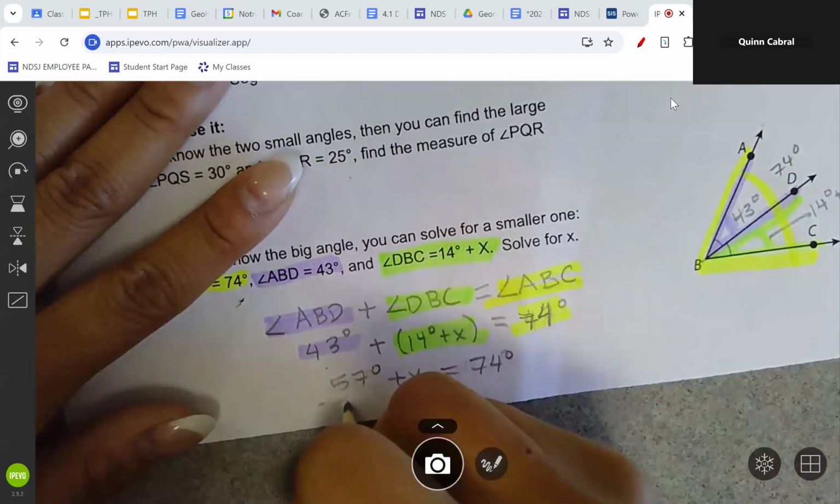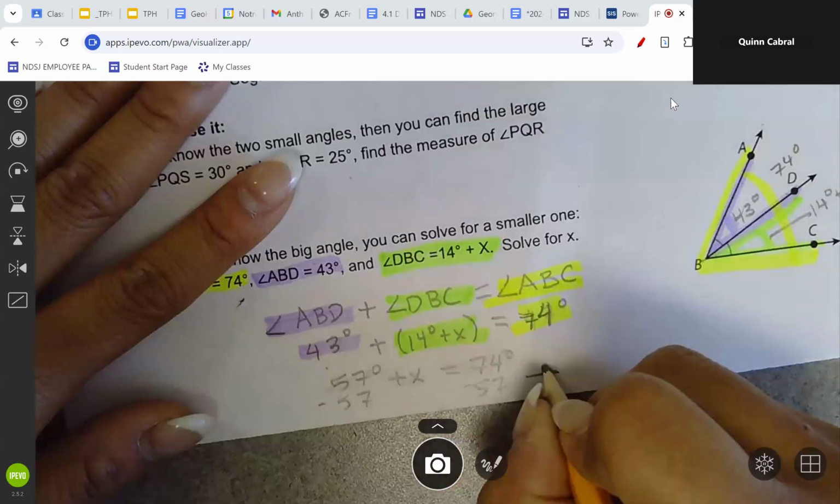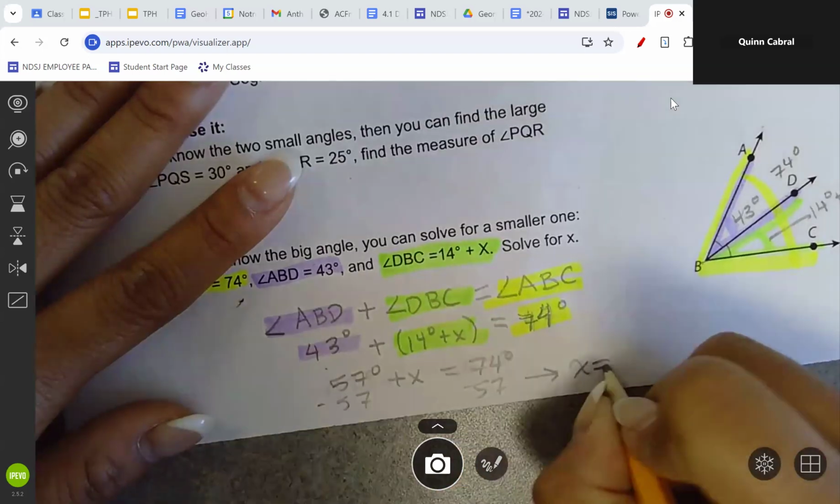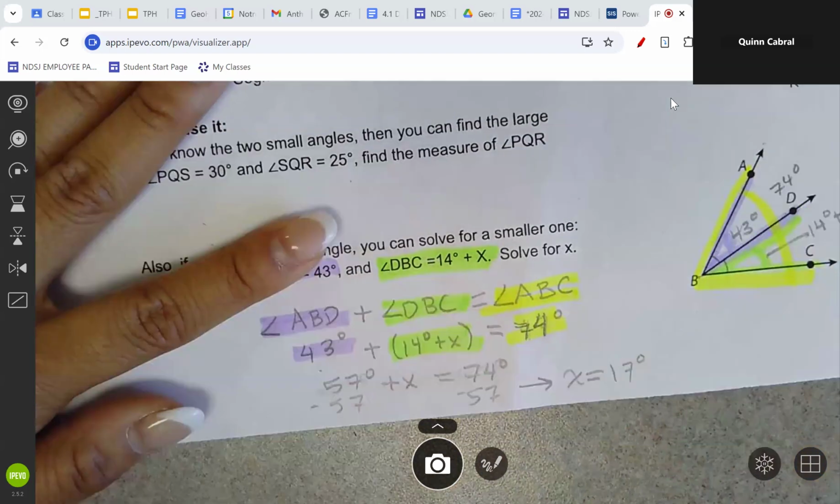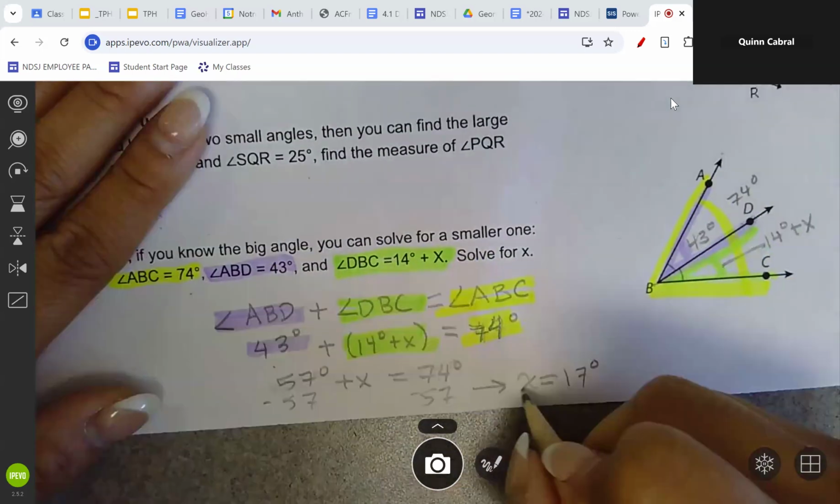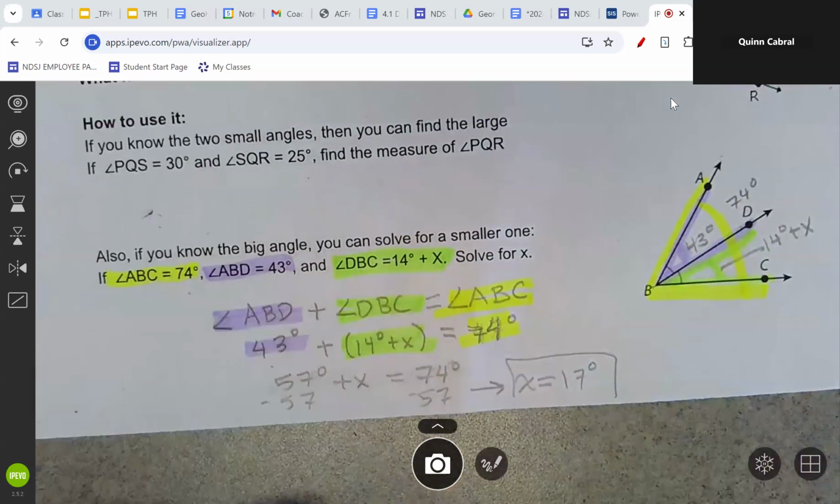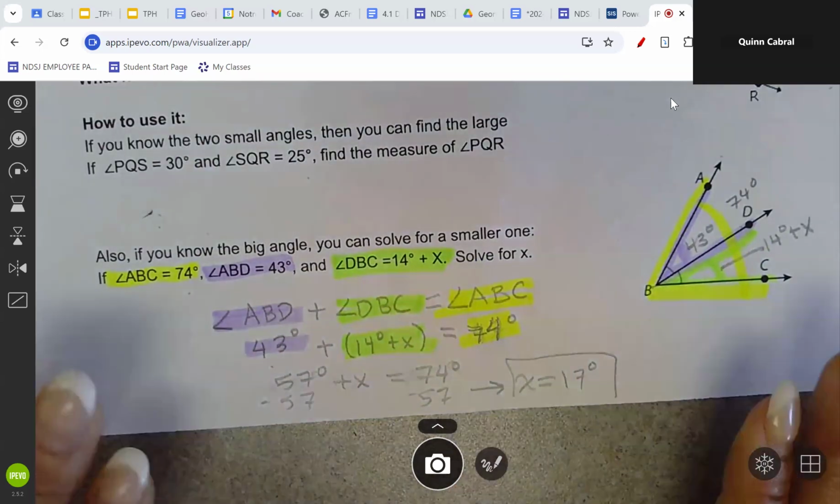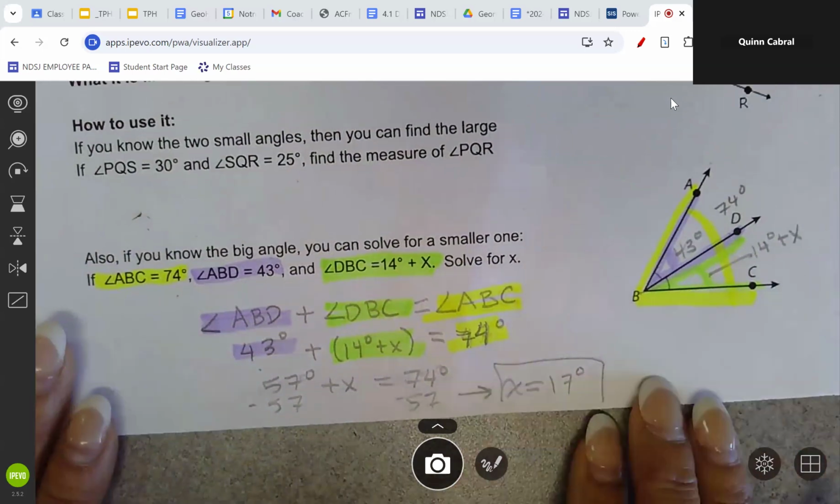Subtract 57 from both sides. So I'm left with X is equal to 17 degrees. So that would be our final answer. Yikes. That's why we have erasers. That's why we can always make mistakes. Okay, so now that we have that, this is how we solve for X using the angle addition postulate.